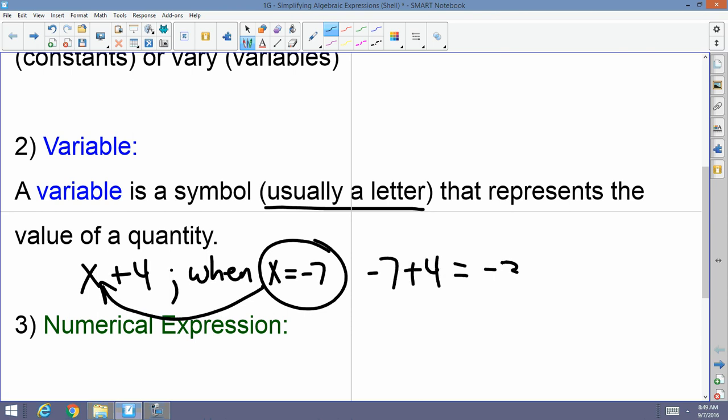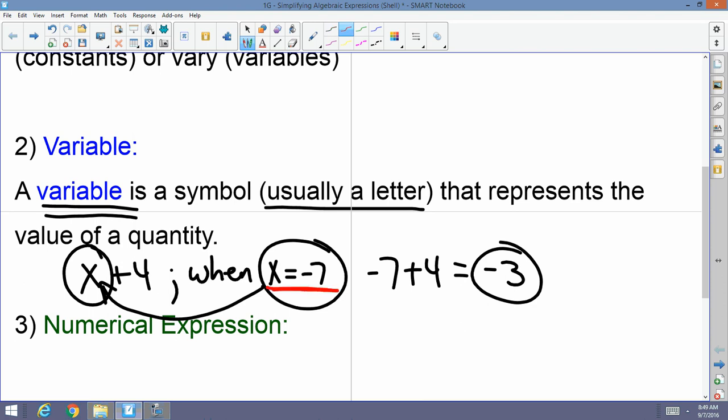I know this is simple enough, but what I'm trying to really bring home for you is that the variable is this x. And in this particular case, the x equaled -7. That doesn't mean that x is always going to equal -7 every time you see x. X is a variable, okay? It can mean anything. It can represent any number.